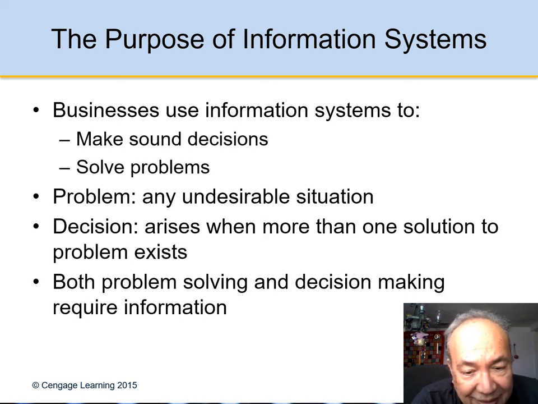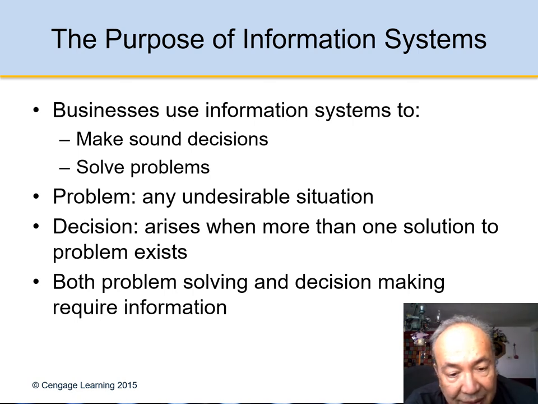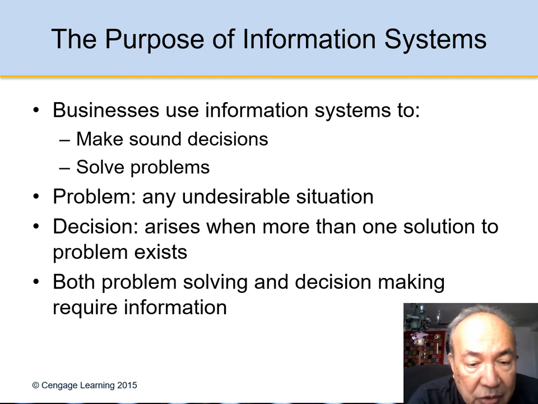Okay? So now you have a desired situation. So something from undesirable goes to desired. Now you have a problem if your situation is undesirable. Now what is a decision? A decision arises when more than one solution to a problem exists. There is more than one solution to a problem.